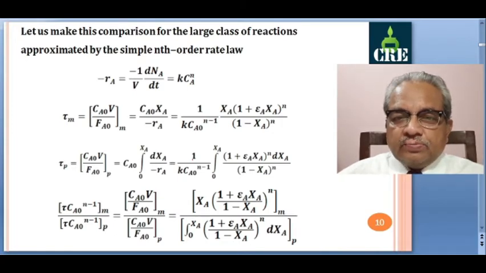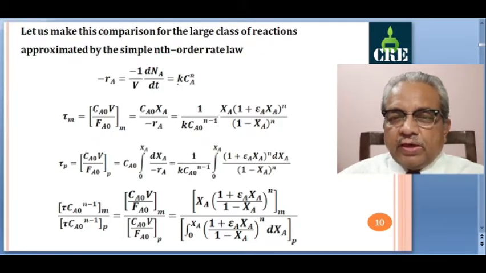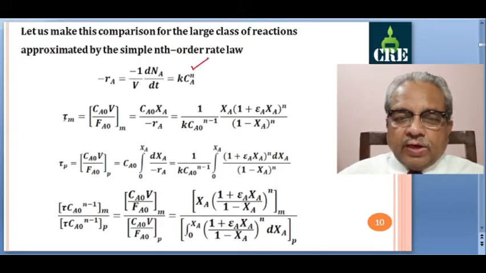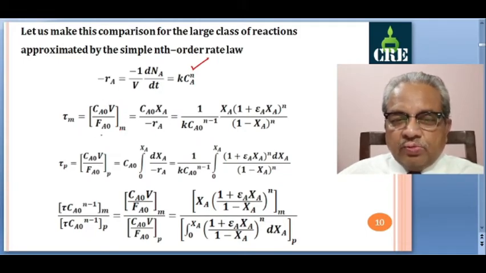So this comparison we'll see for large class of reactions approximated by simple nth order rate law. Nth order rate law is minus Ra is minus 1 upon V dNA by dt, or minus dCA by dt, equals K Ca raised to n. So for nth order rate law, we write tau m and tau p. So this subscript m is for mixed flow reactor, p is for plug flow reactor. So tau is Ca0 V by Fa0. This is for mixed flow, and if you want to compare, then Ca0 and Fa0 will be same, to be maintained.